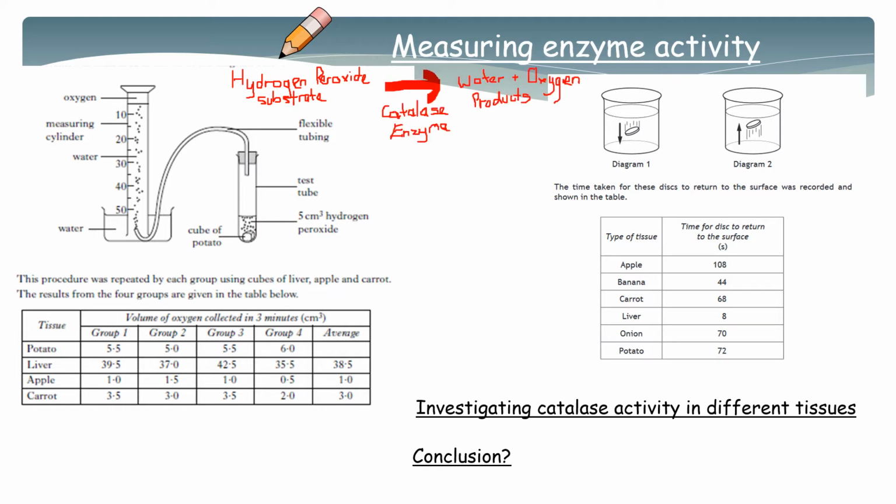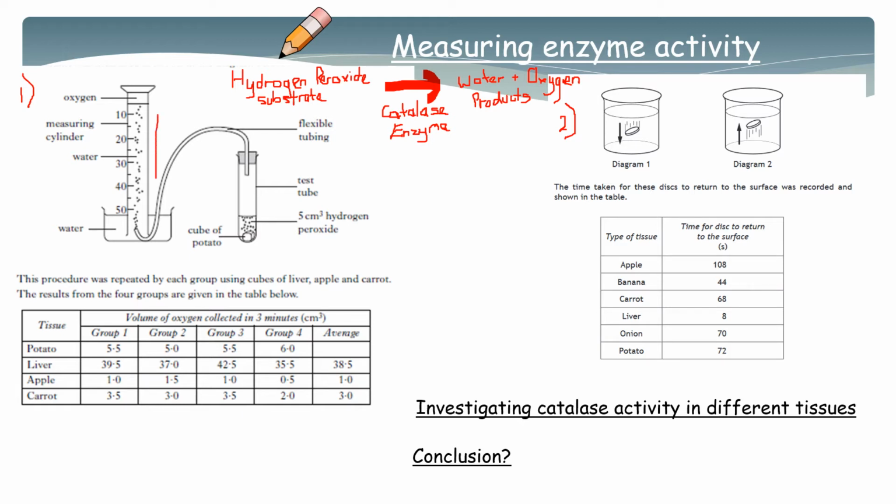So there are two experiments which are shown here. This one here and the second one, which is over here, which both measure the enzyme activity. So they're both measuring the catalase activity in different types of tissue, but they were both doing it in different ways. So for the first one, it's measuring the volume of oxygen gas collected in 3 minutes.